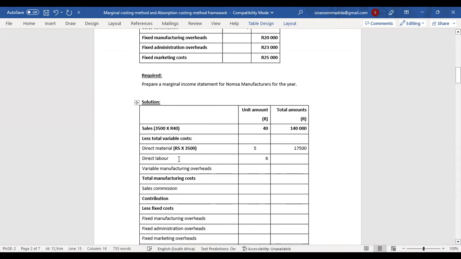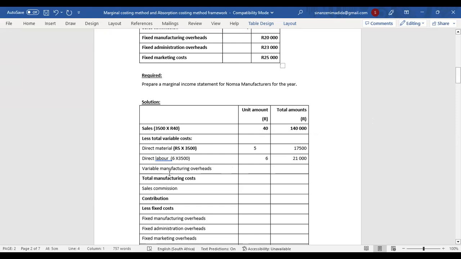How do we get our total amount? We multiply our 6 rand times our units produced, which is 3,500 units. How much are we getting? Let's confirm the amount of 21,000. Are we getting 21,000? Confirmation, please, that the amount is correct. 21,000, okay.